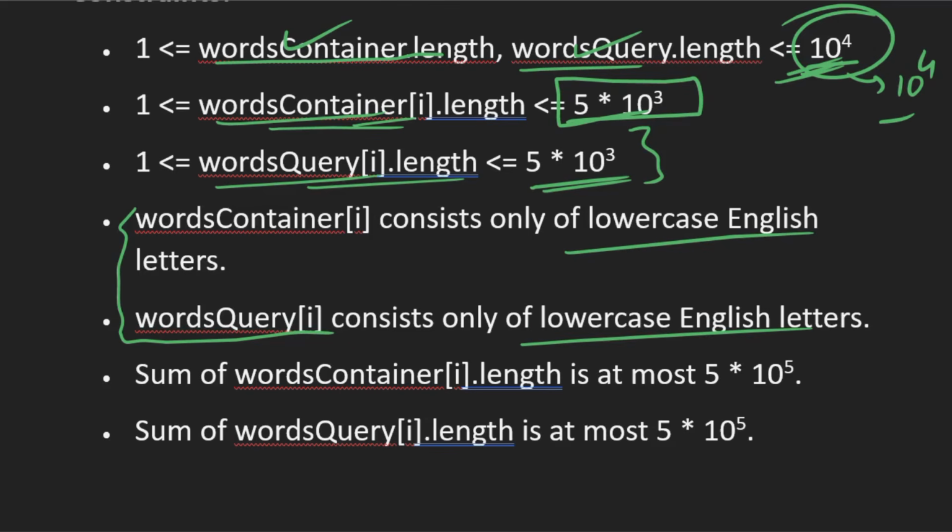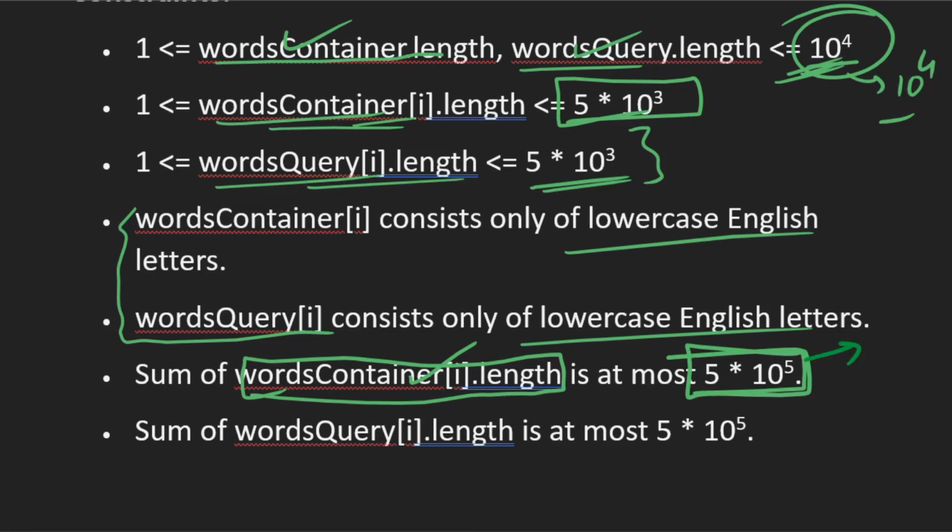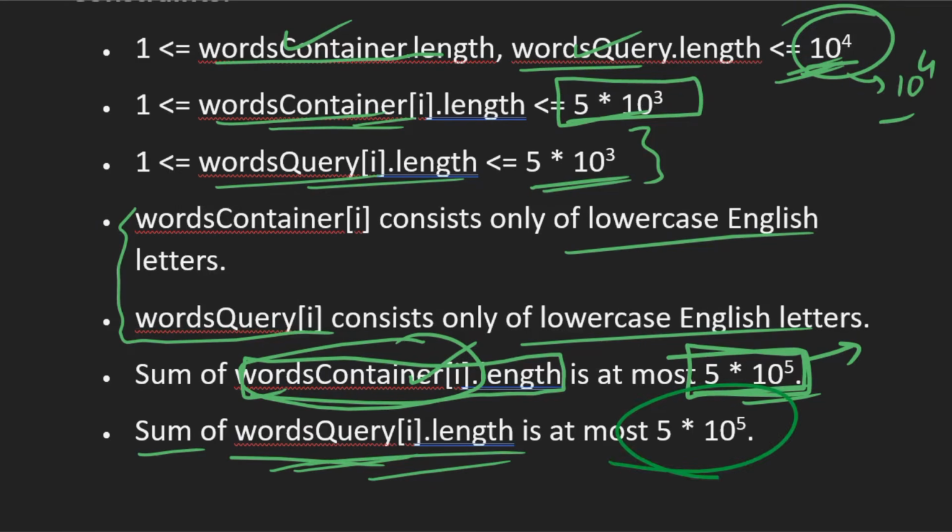All the strings in wordsContainer and wordsQuery consist of lowercase English letters only. Now the sum of the lengths of the strings in wordsContainer can be at most 5 times 10^5. So the sum of all the characters from all the strings in wordsContainer can be at most 5 times 10^5. Similarly, the sum of the lengths of the query strings can also be up to 5 times 10^5.